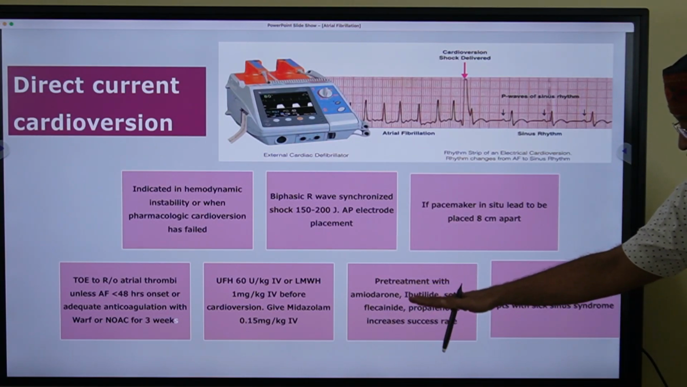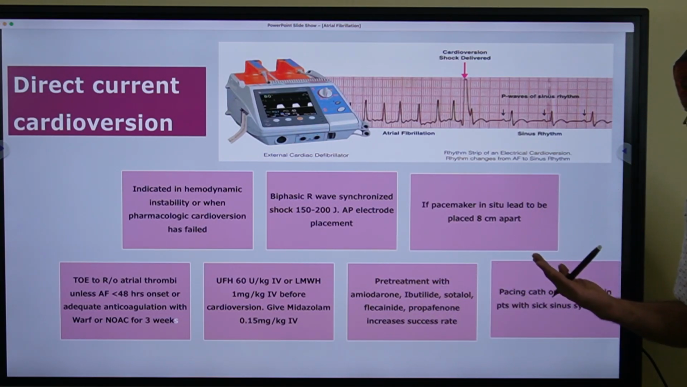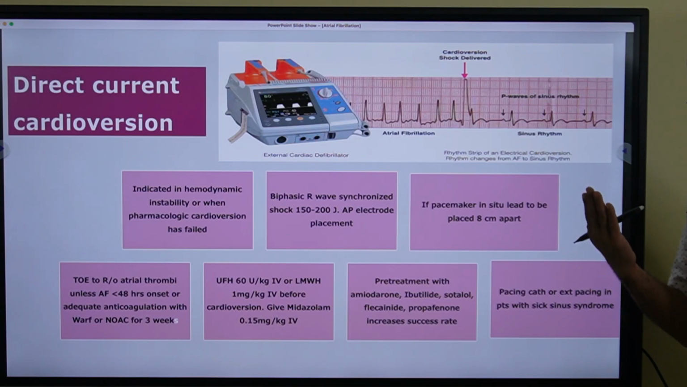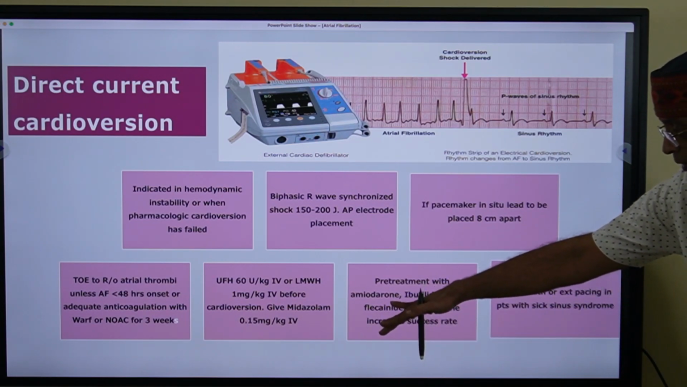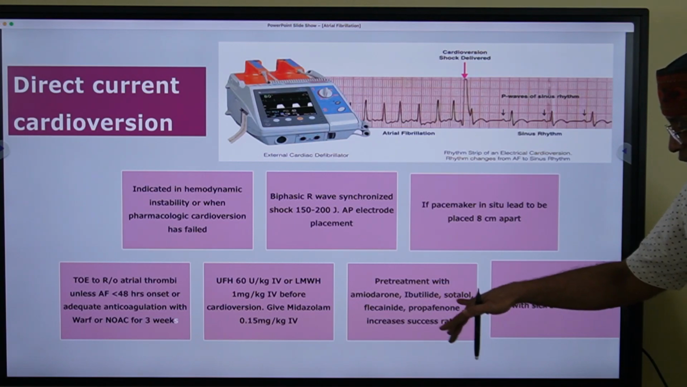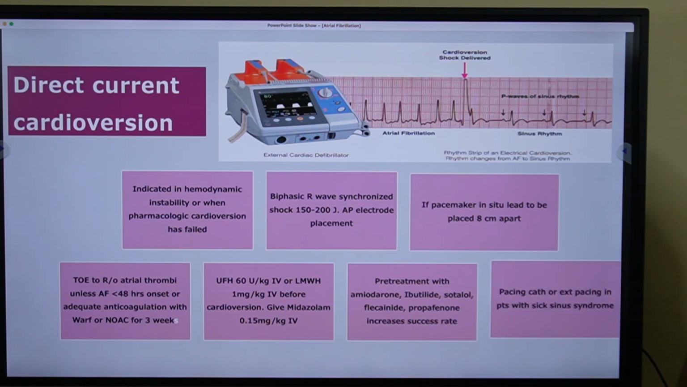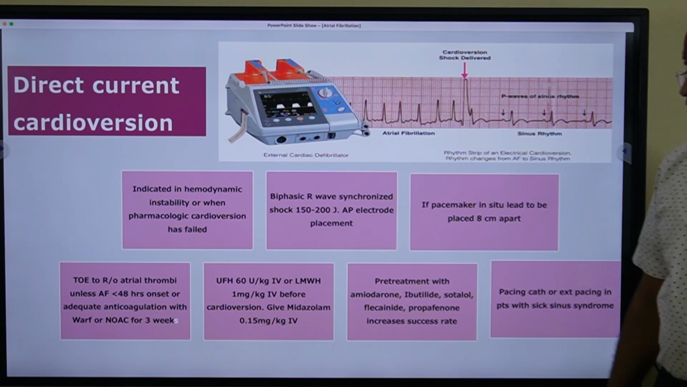Pre-treatment with these drugs could increase the success rate of your shock. Amiodarone could be used, ibutilide, sotalol, flecainide, propafenone. And if you suspect that the patient has sick sinus syndrome, then put in a pacing wire, or you can use external pacing.